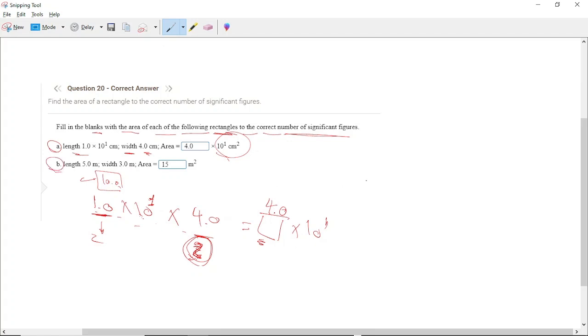Now, number B, 5.0 multiplied by 3.0. The answer is 15.0. These are three significant figures. How many significant figures here? 2. And here is 2. So this number must be made two significant figures. So we have to round this number. The other number here is 0, less than 5, so this number will not be rounded, so the answer will be 15.